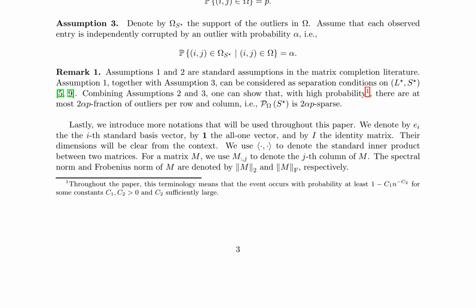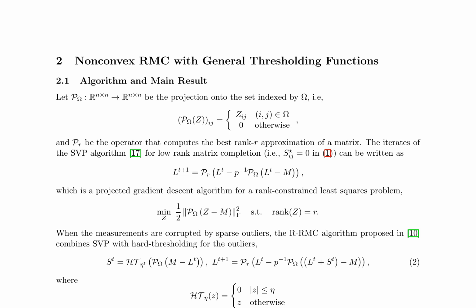The paper then discusses the non-convex RMC algorithm with general thresholding functions. The algorithm combines the SVP algorithm for low-rank matrix completion with a thresholding function to handle sparse outliers. The authors consider a general class of thresholding functions that satisfy three properties. 1. The function is 0 for inputs less than or equal to a parameter lambda. 2. The function is Lipschitz continuous. And 3. The function has a bounded difference with the identity function.